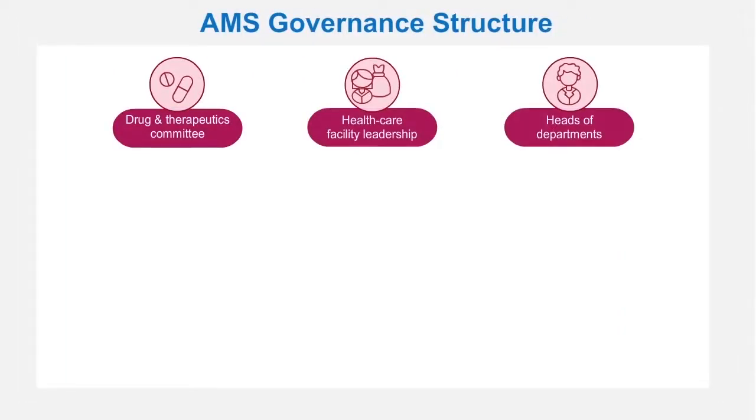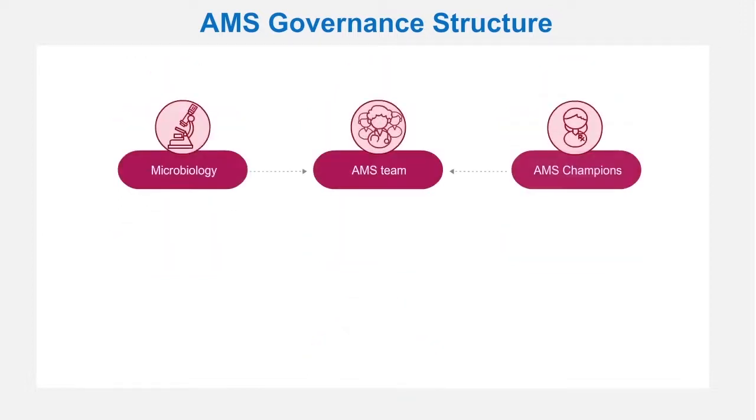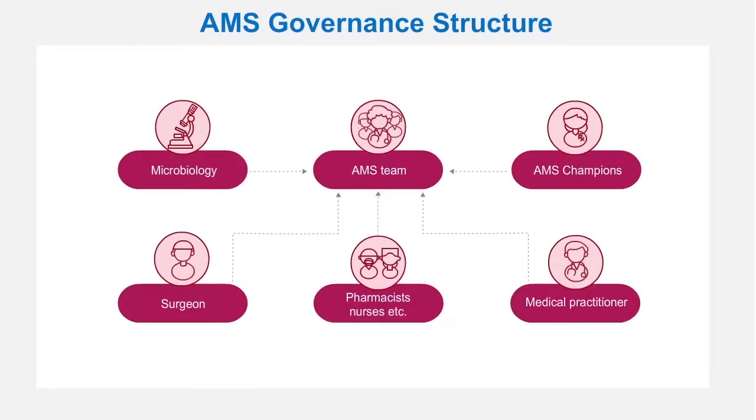Here's an example of an AMS governance structure for healthcare facilities in LMICs. It is important that the healthcare facility leadership endorses the AMS governance structure and empowers the AMS committee and the AMS team, and that there is a reporting and accountability mechanism between the different levels. The AMS team should consist of a multidisciplinary team. Next, let's look at each of the components in this structure.